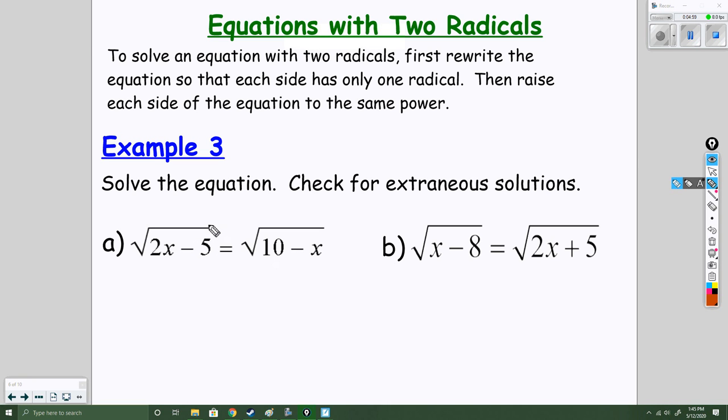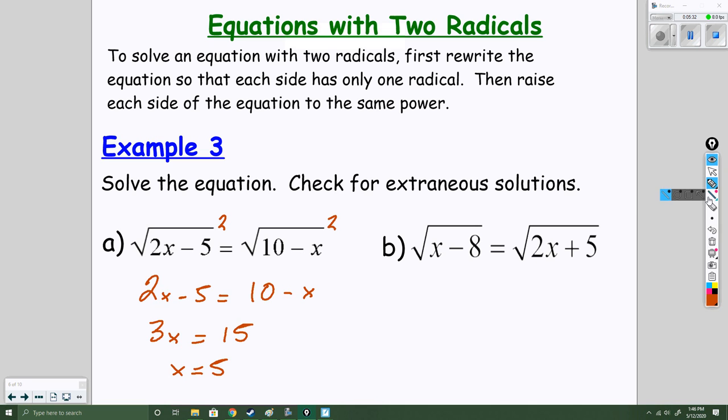Okay, and now the second step is raise each side to that power that would get rid of the radicals. Now what's happening here is it's just eliminating the radical. So what we have left, the argument is still there. So we have 2x minus 5 equals 10 minus x, and then we're going to solve that equation. So we could add x, add 5, and we get 3x equals 15, and x equals 5.